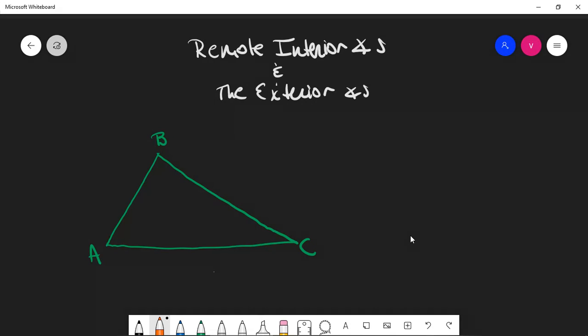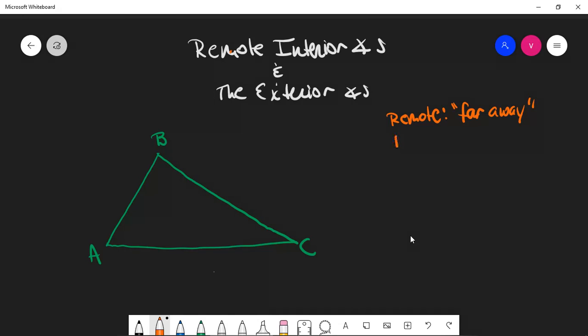Okay, we are going to talk today about the remote interior angles and the exterior angles of a triangle and how they relate to each other. So first of all, you need to know what three words mean. Remote, that's far away, right? A remote forest, a remote country somewhere, that means it's far away. Even your remote control, right? You're controlling your TV from far away.